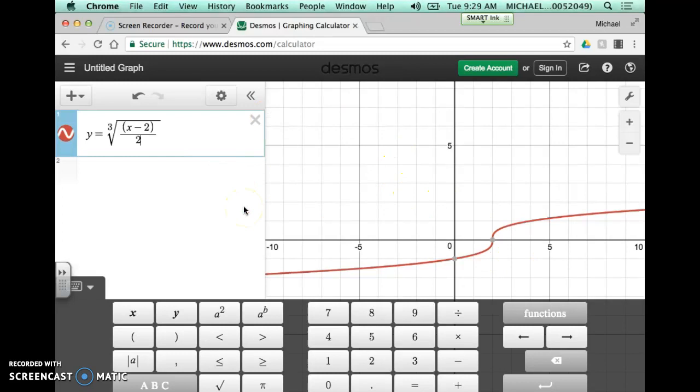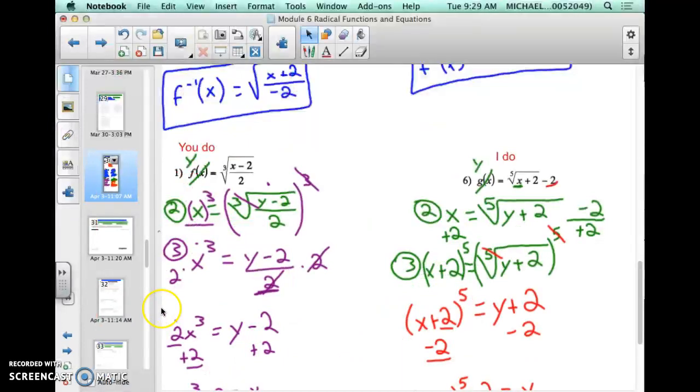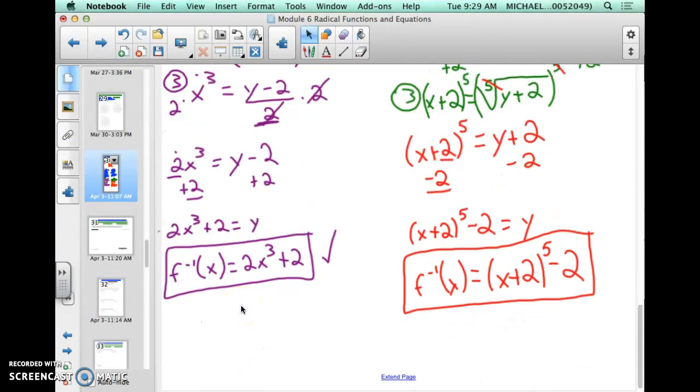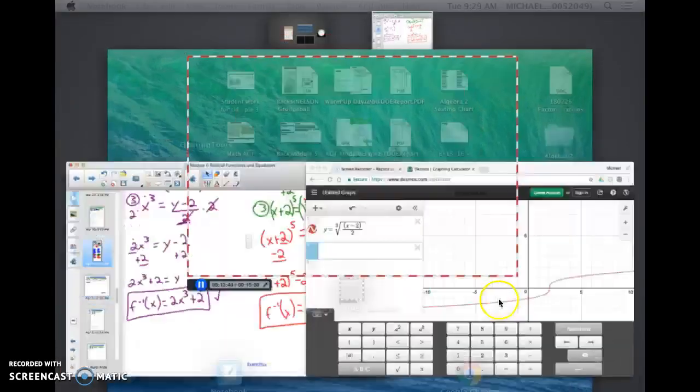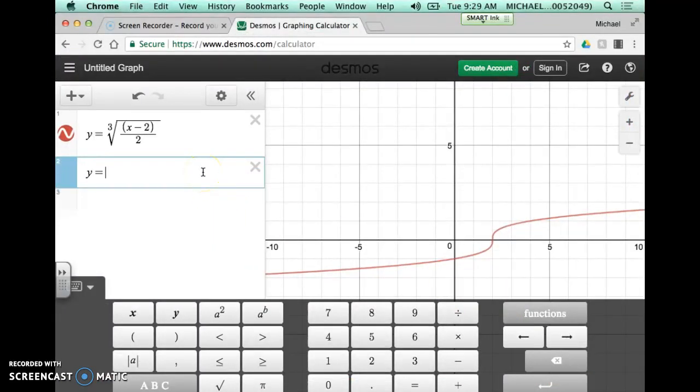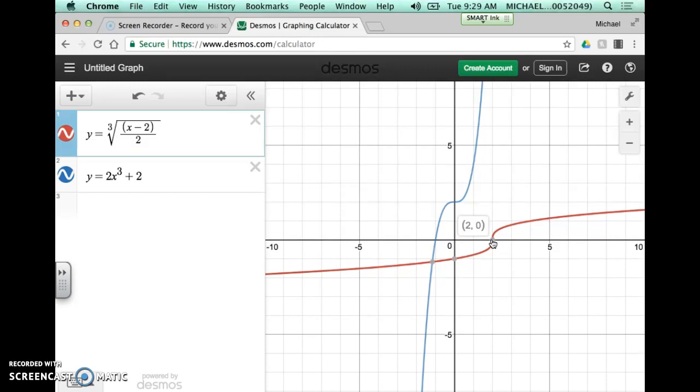Alright, so that is the original function. Alright, it's a cube root function. And then I'm going to graph the inverse that we found, 2x cubed plus 2. So y equals 2x caret sign cubed plus 2. Alright, so some key features here. Mainly I want to talk about, before my video runs out of time, this x-intercept right here of the original function is 2, 0.